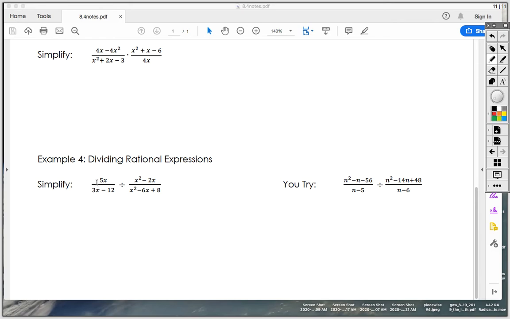Okay, so step 1 is to factor. We have 5 times x on the top. We do have a GCF here. It is 3, so 3 comes out, and we have x minus 4. Now, keep our dividing sign because we're going to slowly do this process. Factor the top. X comes out. We have a GCF, and we have x minus 2.